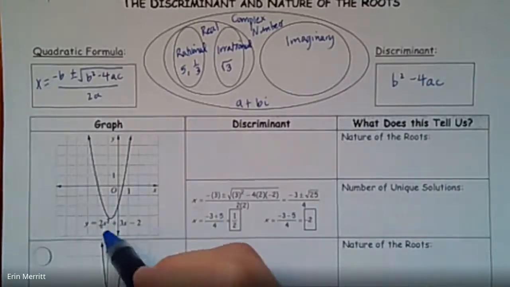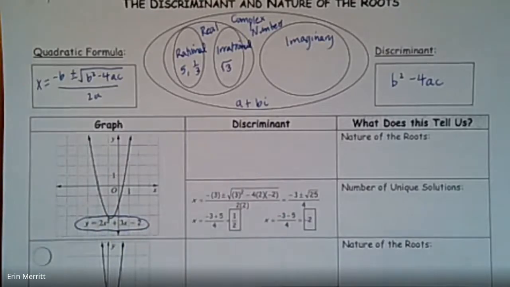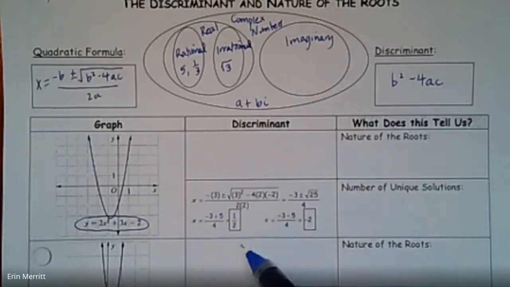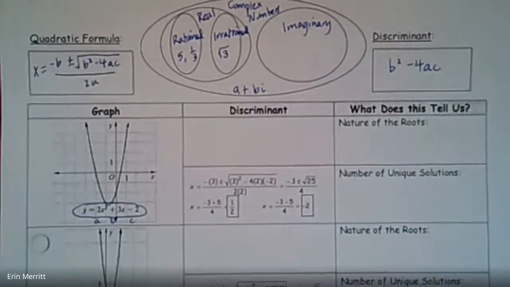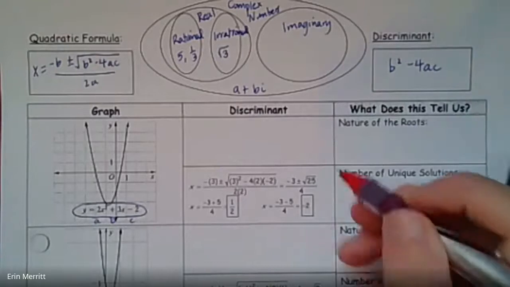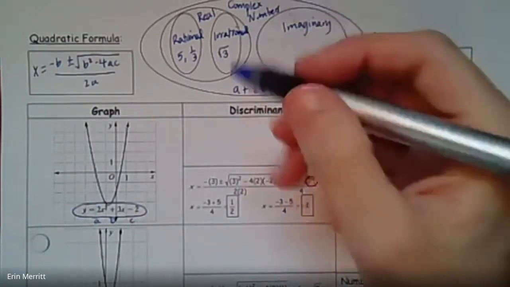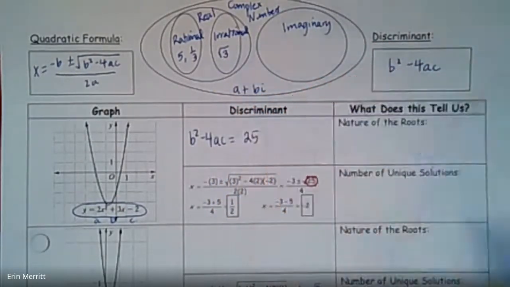So for the first example, you're given the equation y equals 2x squared plus 3x minus 2. And over here, it's already been set equal to 0 and solved for the roots using the quadratic formula. If you look, here's the a, the b, the c, they've all been plugged in over here. What I want to look at is, within that work, what is the value of the discriminant? The discriminant is the value underneath the radical. Once they got it down to one value, it came out to be 25. So the b squared minus 4ac part came out to be 25.